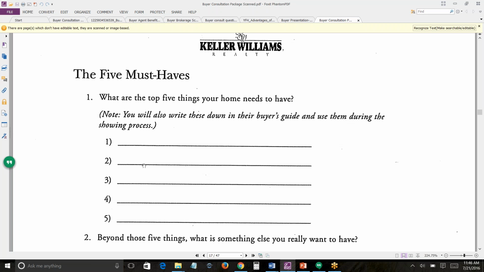So you should write these down in the buyer's guide and then during the showing process. One of the things you might want, and by the way, this trips out some real estate agents, but you need to know that what people eventually buy may not look like what they describe here. You shouldn't let that bother you. If it bothers you, you can't sell real estate to buyers.